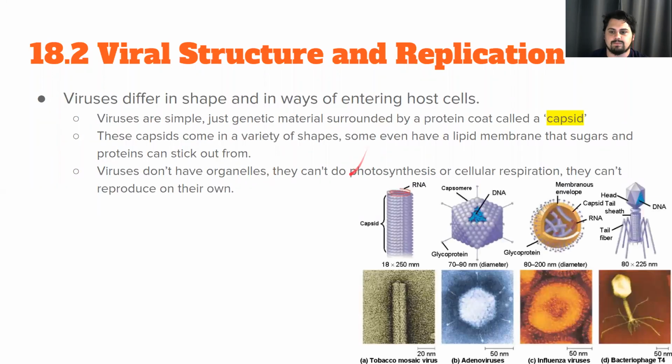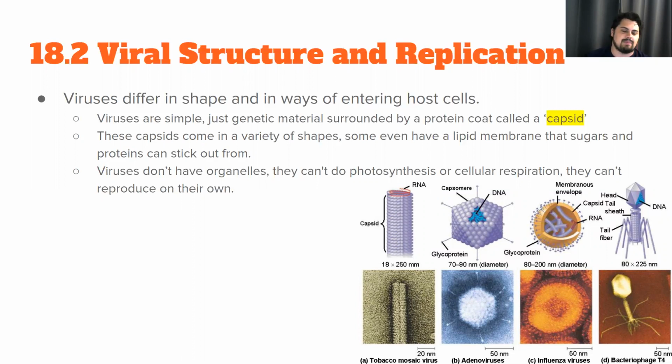Don't worry about it. So viruses differ on a couple of things, mostly their shape and their strategy on how to get into a cell. Right? They are pretty simple organisms. They're not organisms. They are simple. They're genetic material surrounded by a protein coat. That protein coat is called a capsid, kind of like a capsule, right? Like when you take pills, that's a capsule. Well, they contain the genetic material.